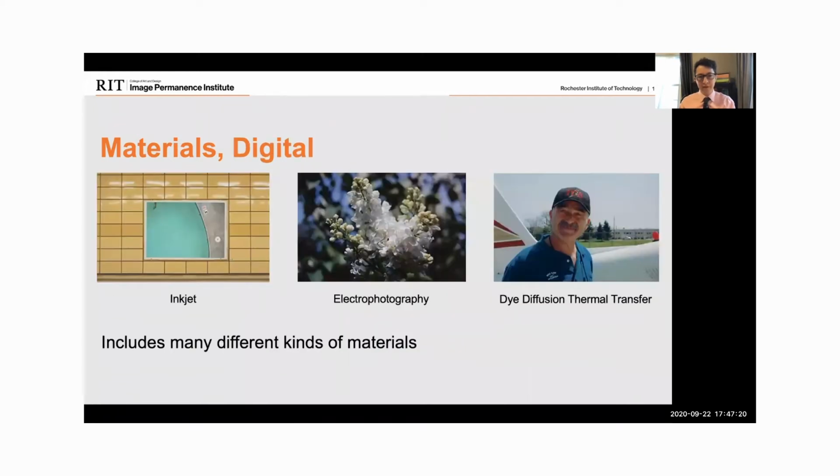And then, of course, we have digital materials. And digital materials include lots of different kinds of materials. The most common primary support remains paper, but you can print inkjet and dye diffusion thermal transfer, most commonly known as dye sublimation, on pretty much anything, on coffee mugs, metal supports, fabric, you name it.